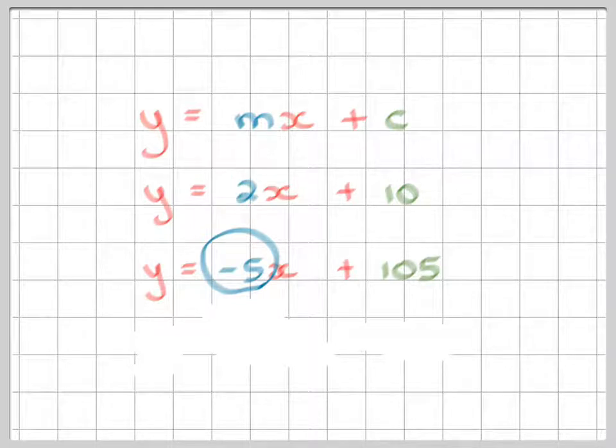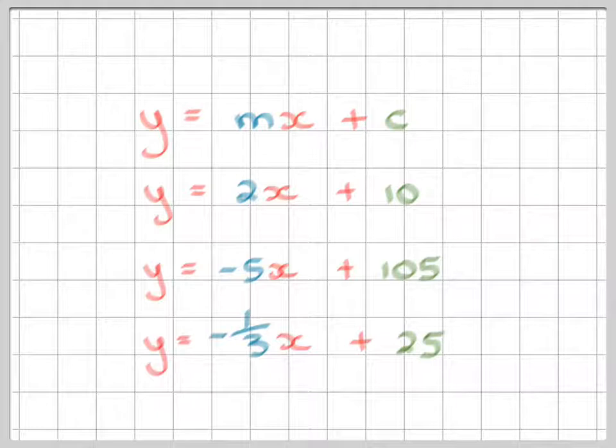It's always the integer in front of the x. It could also be a fraction, and this one is a fraction. So we have here y equals minus 1/3 x plus 25. So our gradient or slope is minus 1/3.